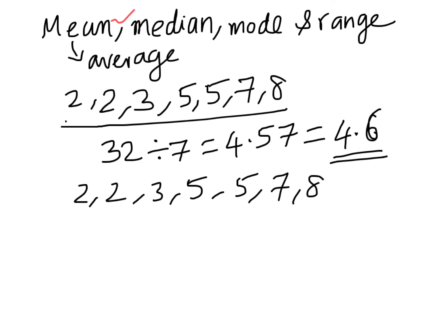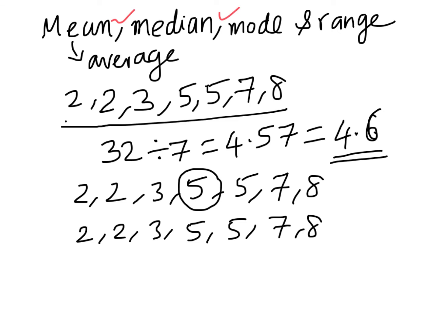And once you've done that, you look for the middle term. So if you count 1, 2, 3, 4, 5, 6, 7, you have 3 here and 3 here. Your middle number is that one there. Okay, so that is the median value. So for this set of sample, that is the median.